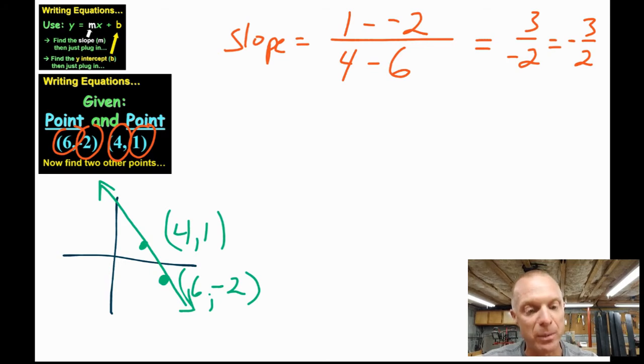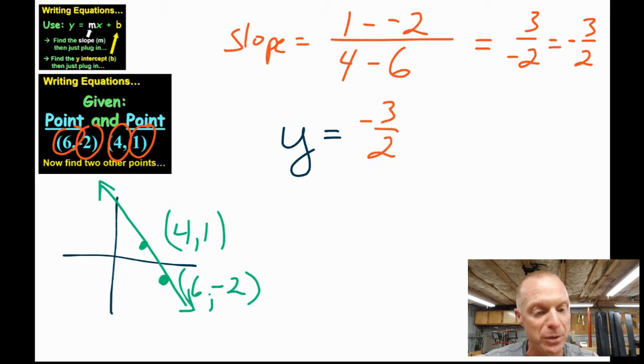Now, since we're trying to write an equation, I'm going to go ahead and plug -3/2 in here for m, but I'm going to be careful to leave the rest of my equation undone because, of course, x and y will actually be the variables, but b is what I'm trying to solve for. Now, remember how you did this? You take one of these points over here.